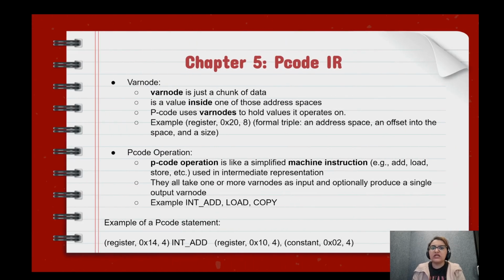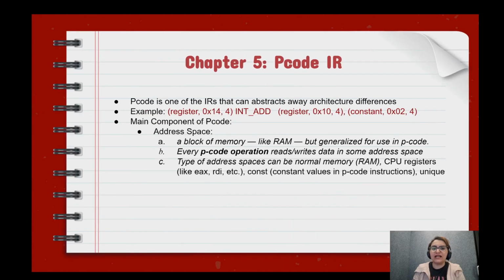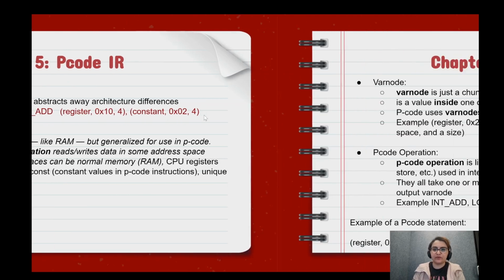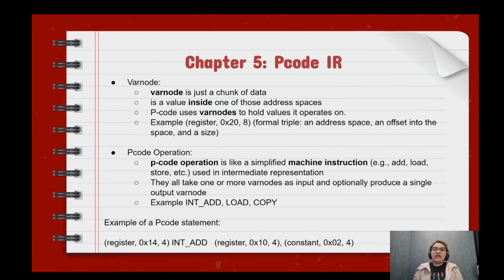Var node is a chunk of data, and it holds the value inside one of those address spaces. So it actually contains the value in the specific address space. Pcode uses var nodes to hold values that it operates on. For example, you can see in this example that register 0x20 is a var node.